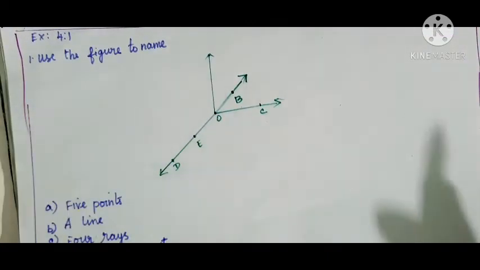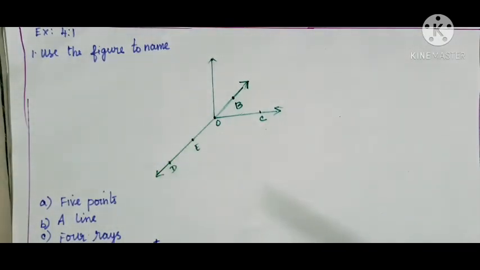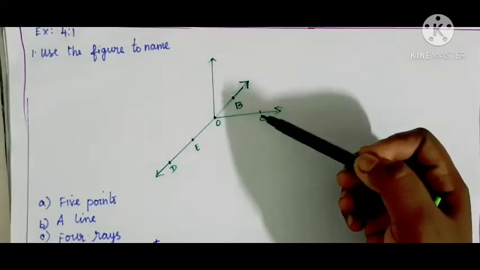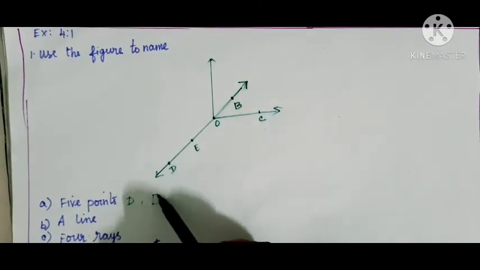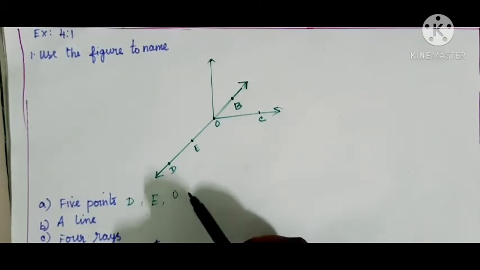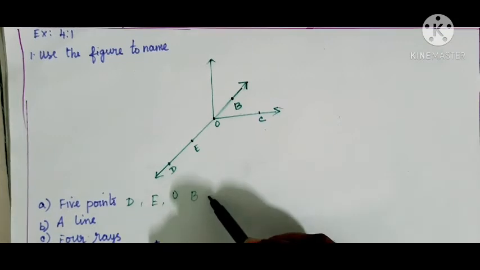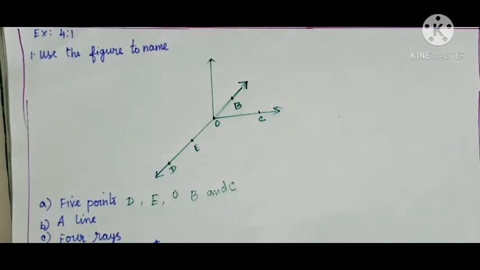First, the definition we saw: point. What are the points here? You can say the points from the picture itself. What are the points? D. Very good. E. Next, O. B. And C. There are the 5 points here. Yes, clear.